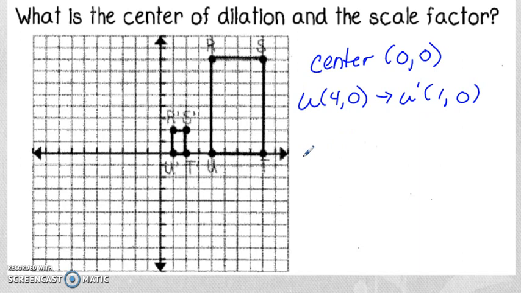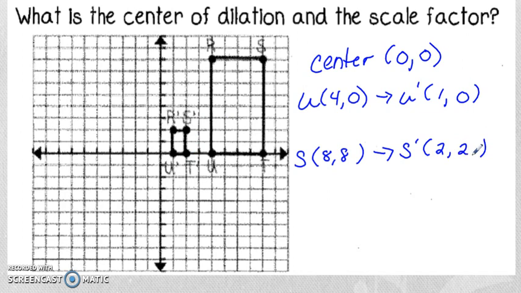I'm going to skip to S. Hopefully these 2 points will be consistent and we won't have to look at all 4 of them. S starts at 1, 2, 3, 4, 5, 6, 7, 8 and 1, 2, 3, 4, 5, 6, 7, 8. So S is at 8, 8. S prime is at 2, 2.